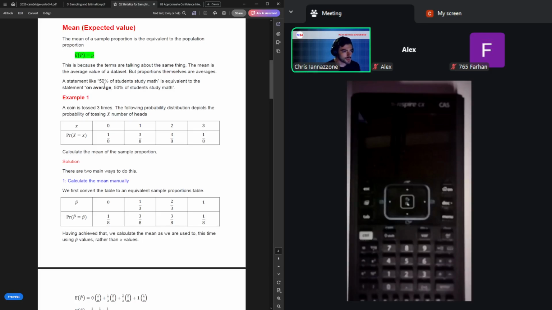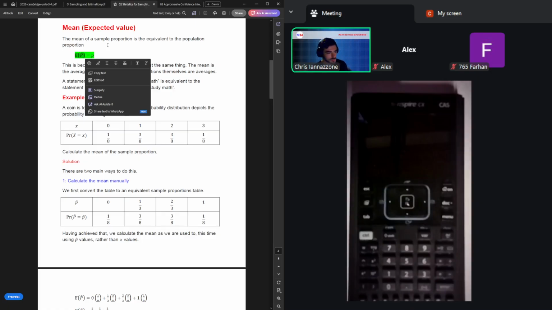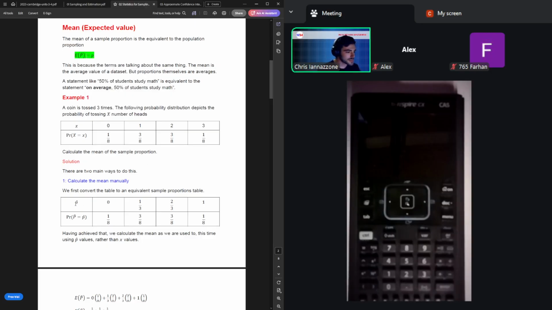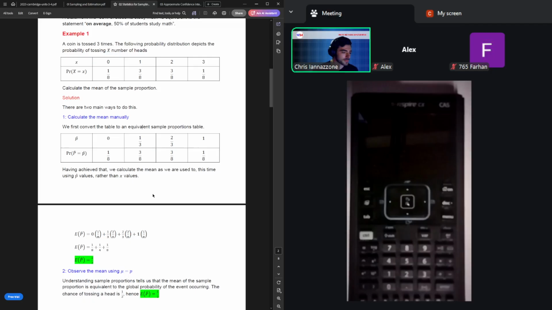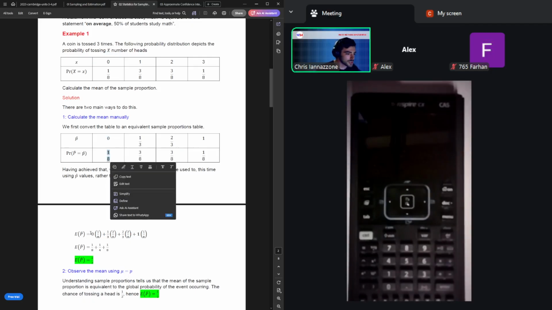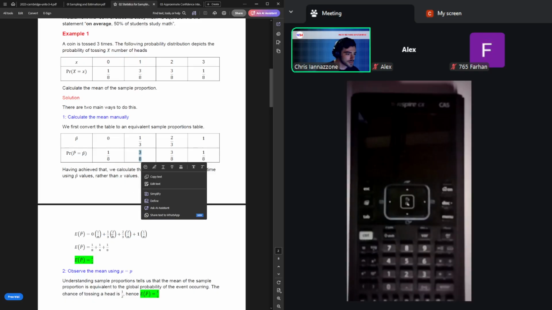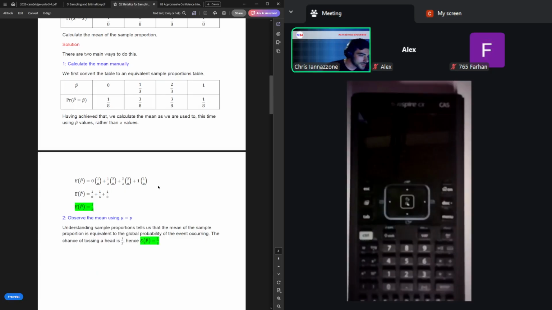But we're not trying to do E of x, we're trying to do E of p hat. So we want to do it proportionally with fractions. All that means is you're converting your x row into a p hat row. Once again, the denominator will be 3 because 3 was the largest outcome. And then we do the exact same procedure for that. 0 times 1 out of 8, a third times 3 out of 8, and so on and so forth, adding them all up, and you'll get E of p hat is equal to a half.